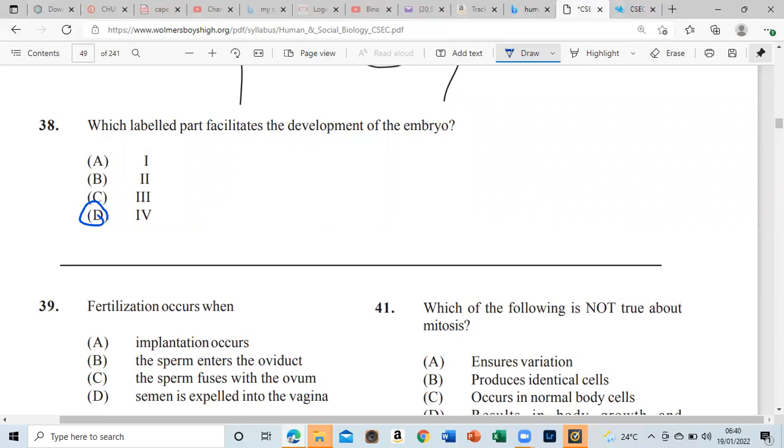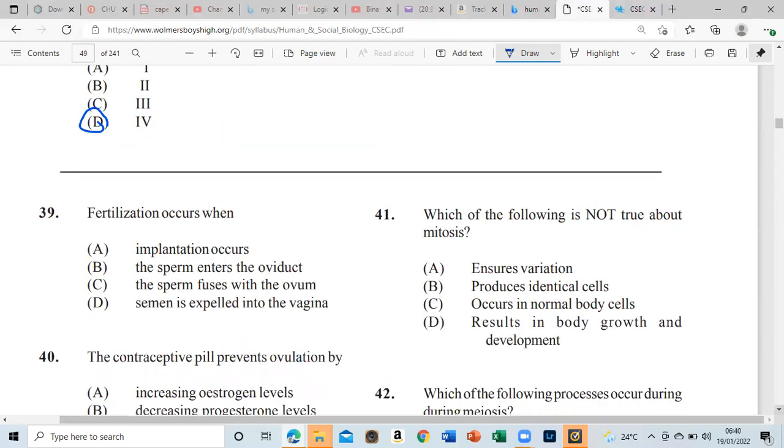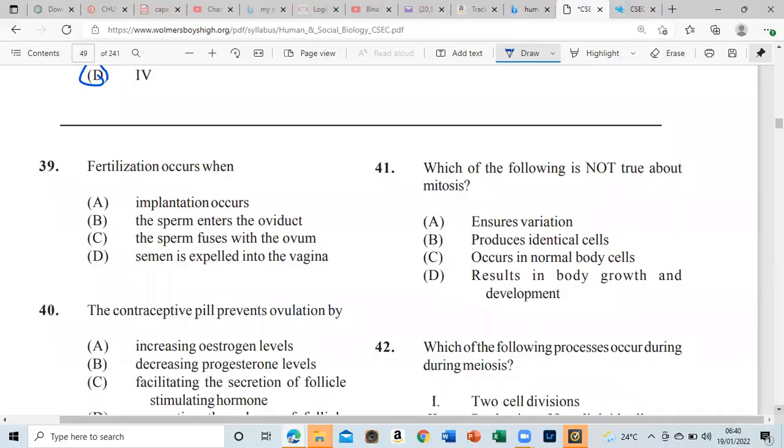All right. Let's look at number 39. Fertilization occurs when A, implantation occurs, B, the sperm enters the oviduct, C, the sperm fuses with the ovum, or D, semen is expelled into the vagina. So 39 is the sperm fuses with the ovum. All right. Let's move on to 40.